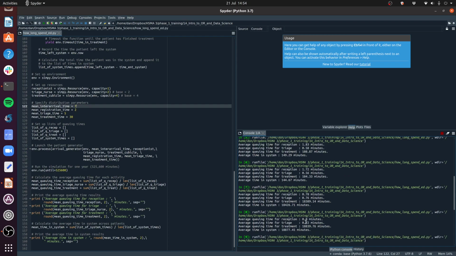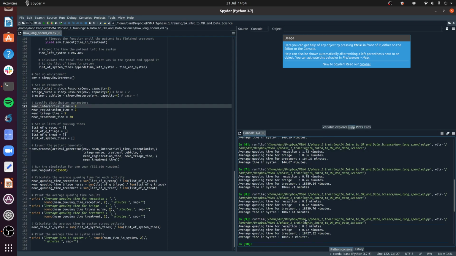So it looks like the results are hugely sensitive to the inter-arrival time. And if that initial estimate of 8 minutes is even slightly wrong, all of our results from the model can go out the window. So that's really important to know.